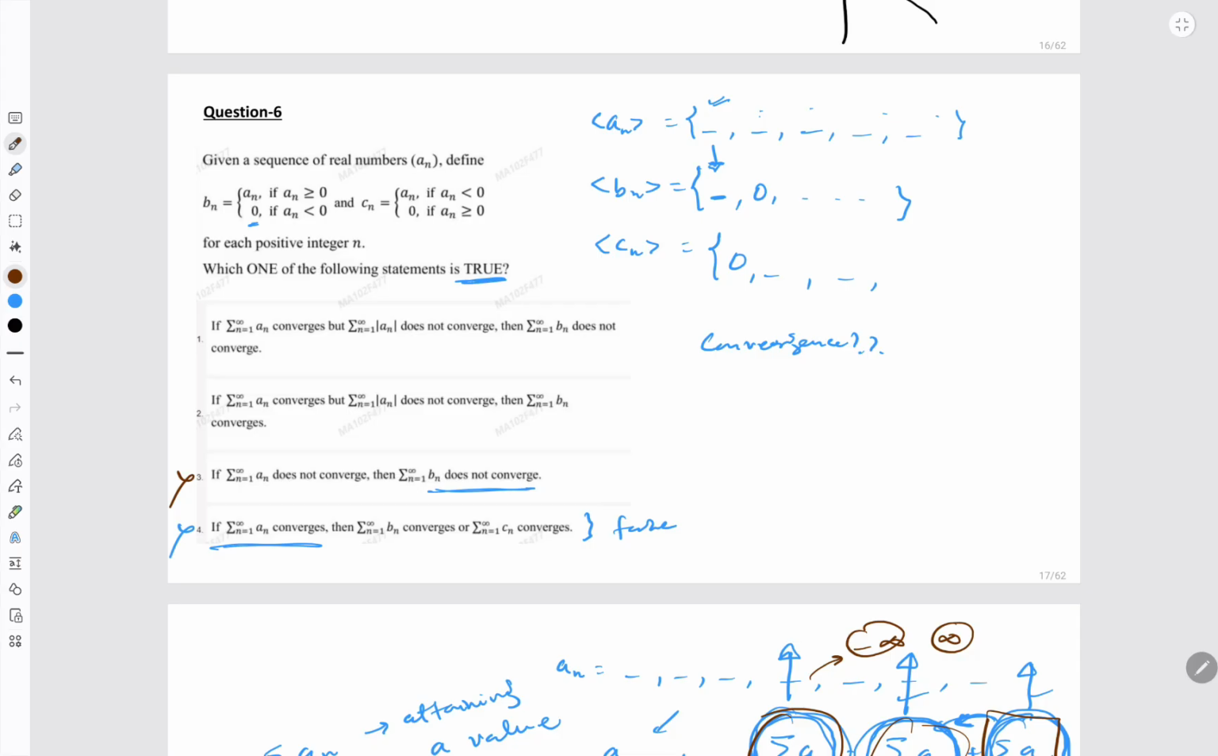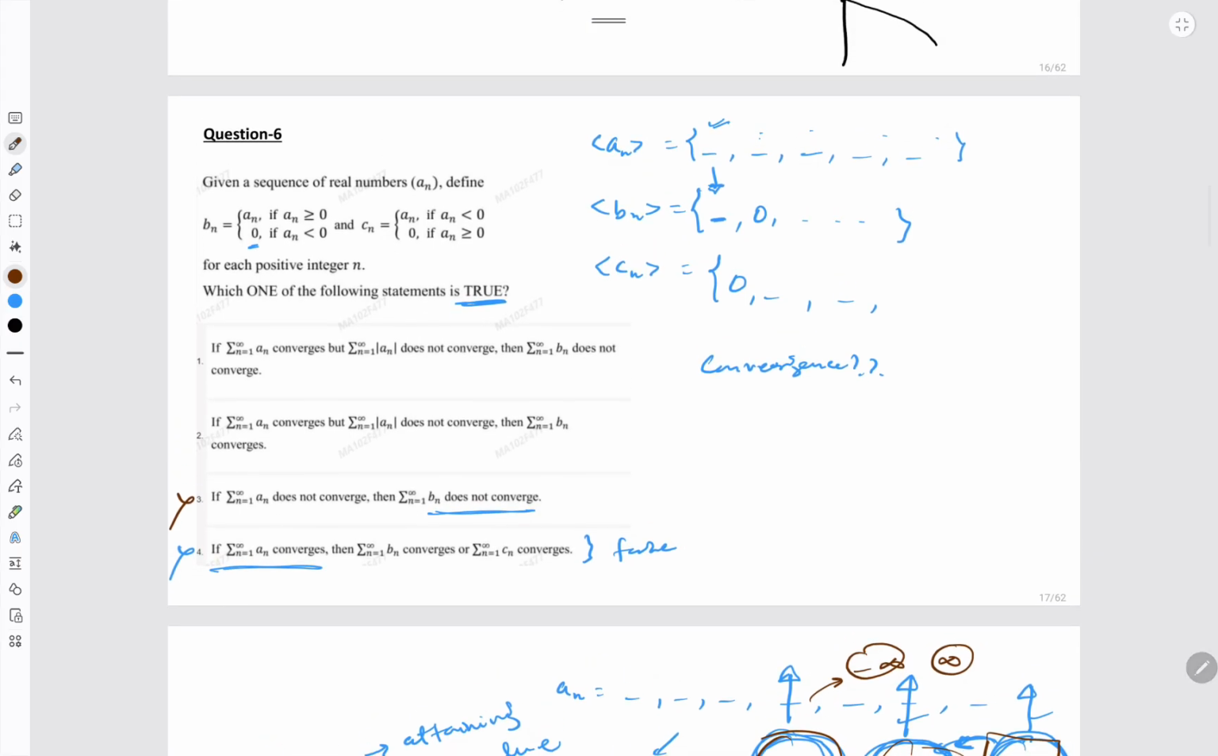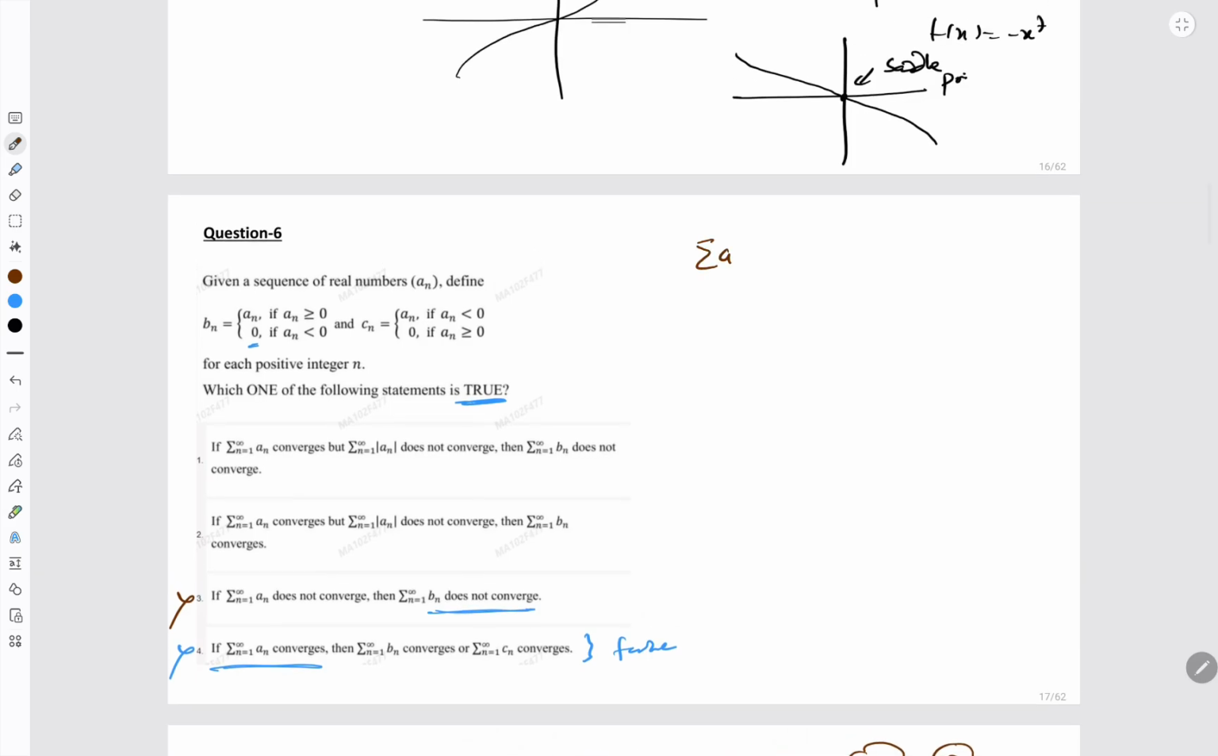Okay, second option: an converges, but mod an does not converge. That means bn converges. What does it mean? Let me just erase it. We have to be very focused now to understand what it means. We know that sigma an is nothing but the sum of positive terms and the sum of negative terms. I can indirectly say that it is basically sigma bn plus sigma cn.